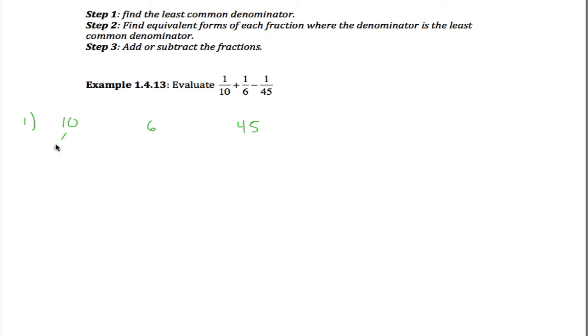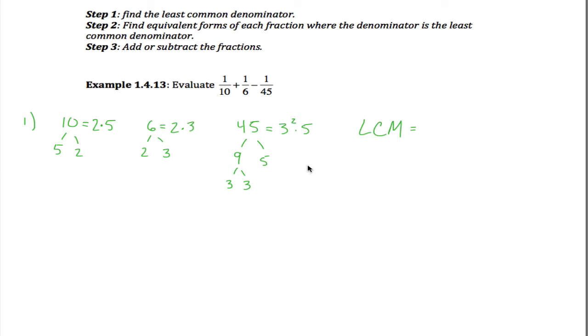And I can create my prime factorization trees. 10 is just 2 times 5. 6 is just 2 times 3. And 45, one way I could write that is it's 9 times 5, and 9 is 3 times 3. So what I get is that 45 is 3 squared times 5. And now that I have all the prime factorizations, I can find the least common multiple.